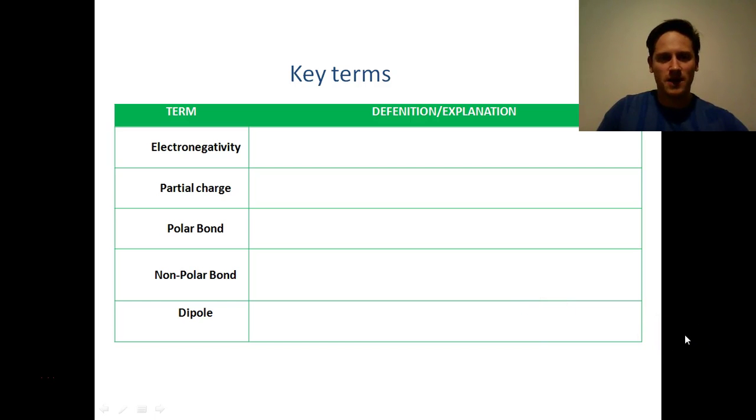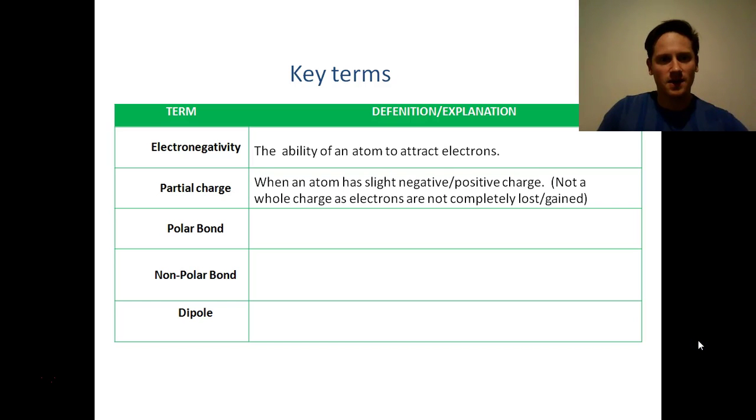The key terms that we're going to look at today include electronegativity. The definition for electronegativity is the ability of an atom to attract electrons. Partial charge is when an atom has a slight negative or positive charge. So it's not a whole charge, as the electrons are not completely lost or gained.